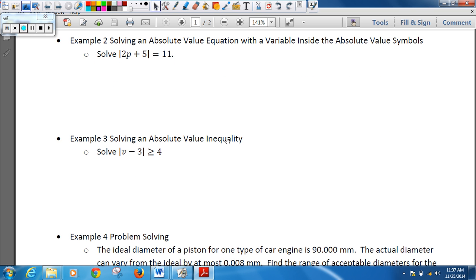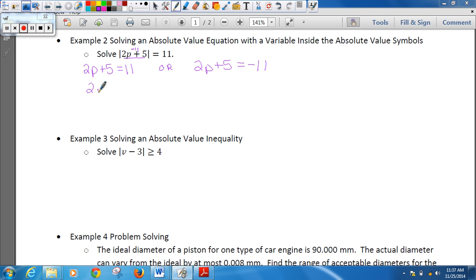Example number 2 then, solving an absolute value equation with a variable inside. So now we have no numbers on the outside of the absolute value, so what we have to do is we're going to rewrite it. So we're going to say 2p plus 5 could equal 11. So what's inside of here could equal 11. But also, if what's inside is equal to negative 11, its absolute value would also be 11. Or, I'm going to rewrite it as 2p plus 5 could equal negative 11. And these are our two equations that are going to give us our two answers.